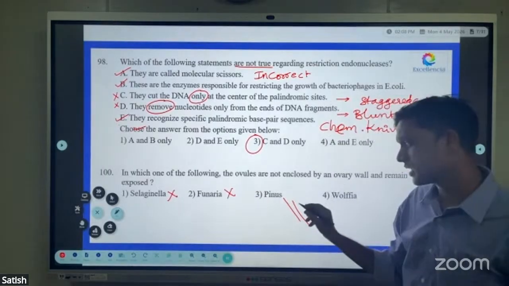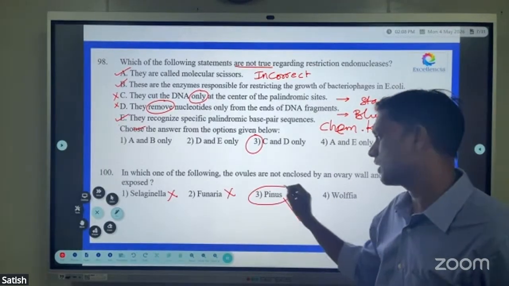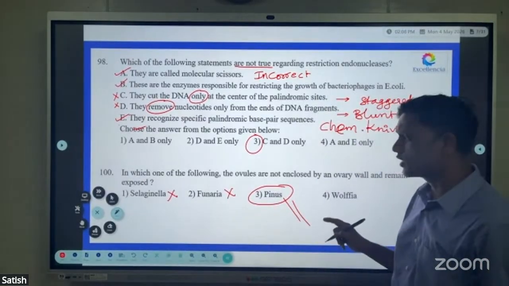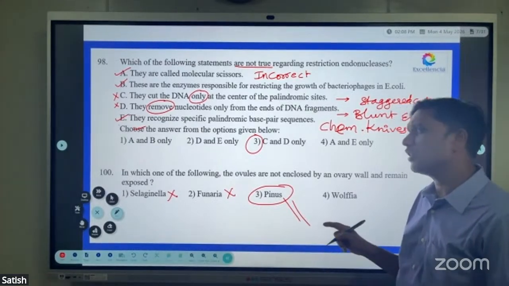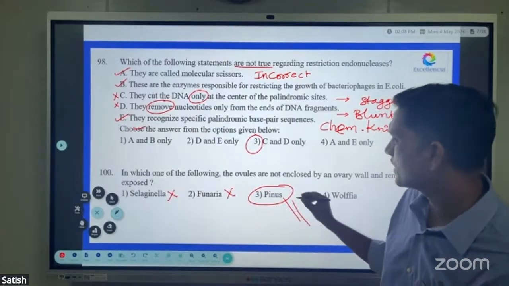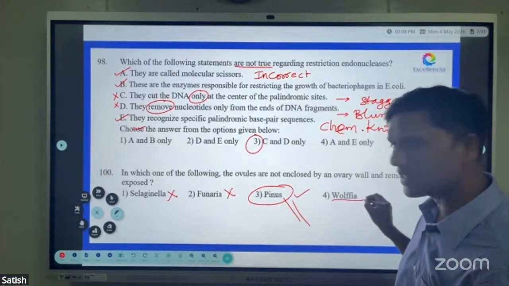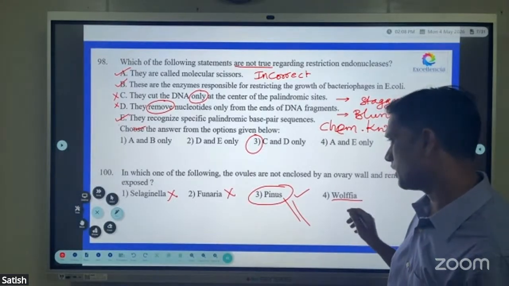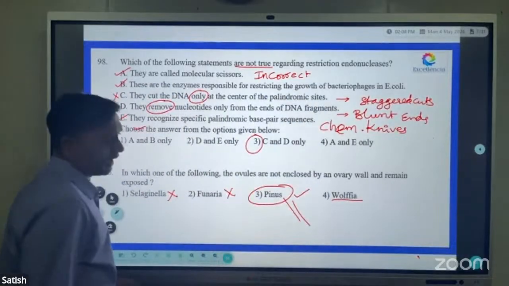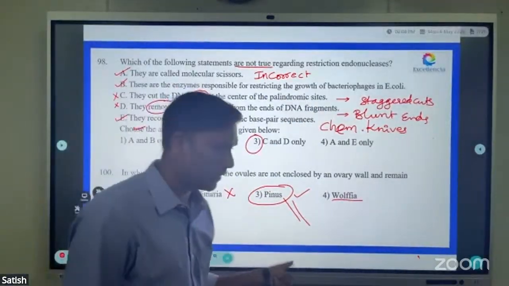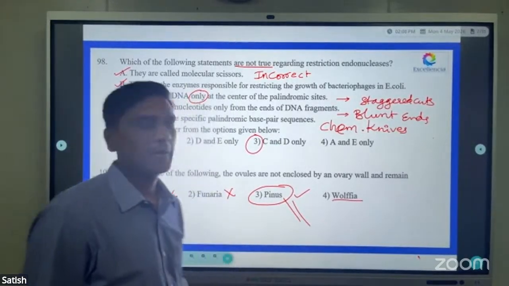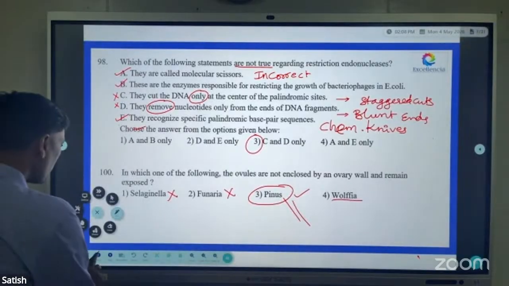So then Pinus, gymnosperms, which belongs to Coniferopsida. So Pinus is a gymnosperm where the ovules are not enclosed by an ovary wall. That's why the answer for this question is Pinus. So Wolffia is the smallest angiosperm. So in Wolffia, the ovules are enclosed within the ovary wall. So 100 question, the answer is Pinus. It's a gymnosperm. Remember this point. In gymnosperms, the ovules are naked, right? So the answer is third option.